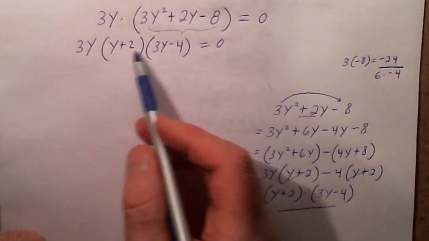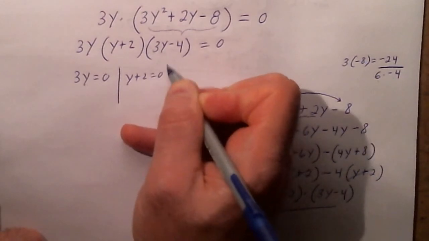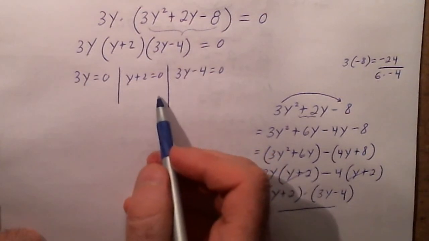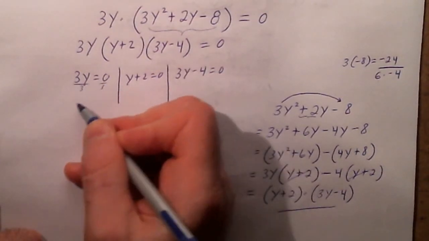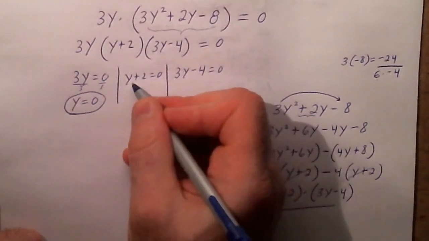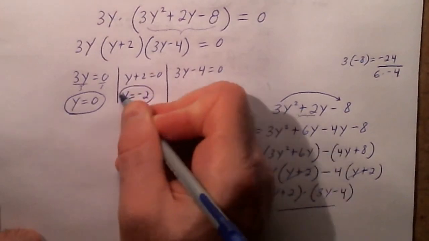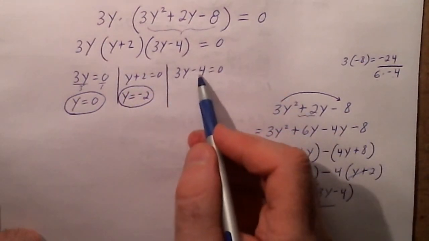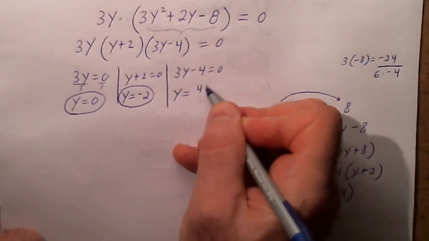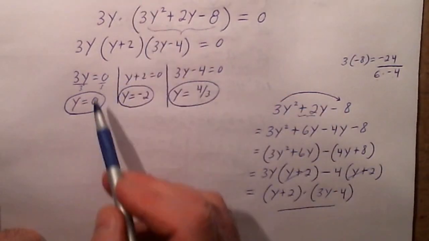We now set each of these variable factors equal to 0. And we solve each of these three first degree equations. The first one, when you divide both sides by 3, gives you y is equal to 0. That's one solution of this third degree equation. The other solution will come from solving the second equation for y by subtracting 2 from both sides. We get -2. And solving this last first degree equation for y, adding 4 to both sides and then dividing both sides by 3, we would get y is equal to 4/3. We're done, ladies and gentlemen. We've solved a third degree polynomial equation for its three solutions.